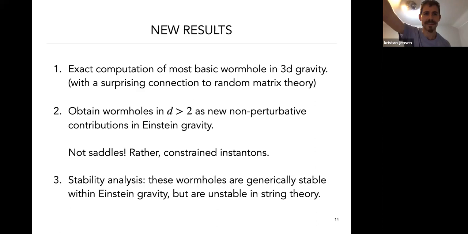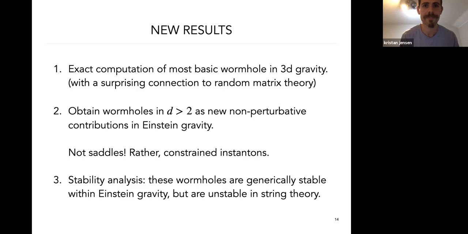At the end, I'll talk about stability analysis of these wormholes. There'll be a whole class that I write down that are stable within Einstein gravity. They're completely stable to quadratic order fluctuations. However, we'll be able to embed these wormholes into string theory where we'll find that they are unstable, morally along the lines of what's known for honest-to-God solutions to supergravity field equations that I just discussed a slide ago.